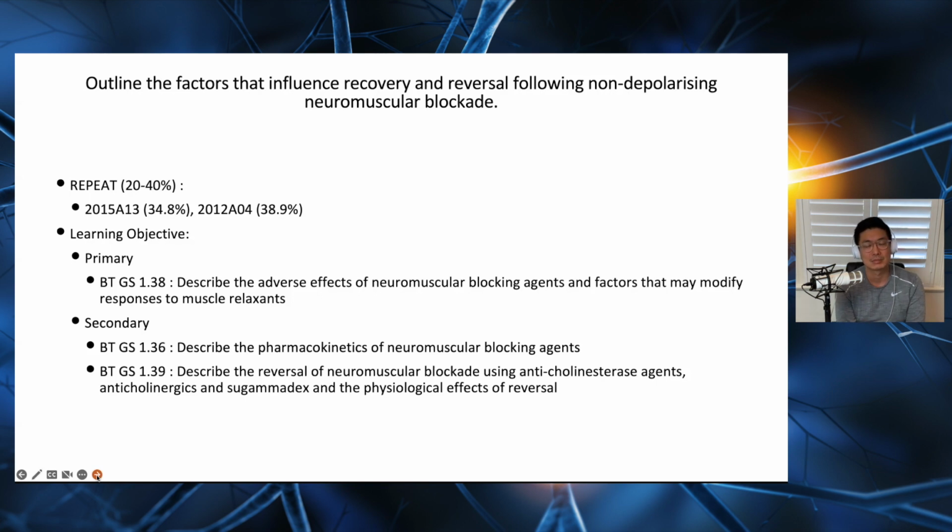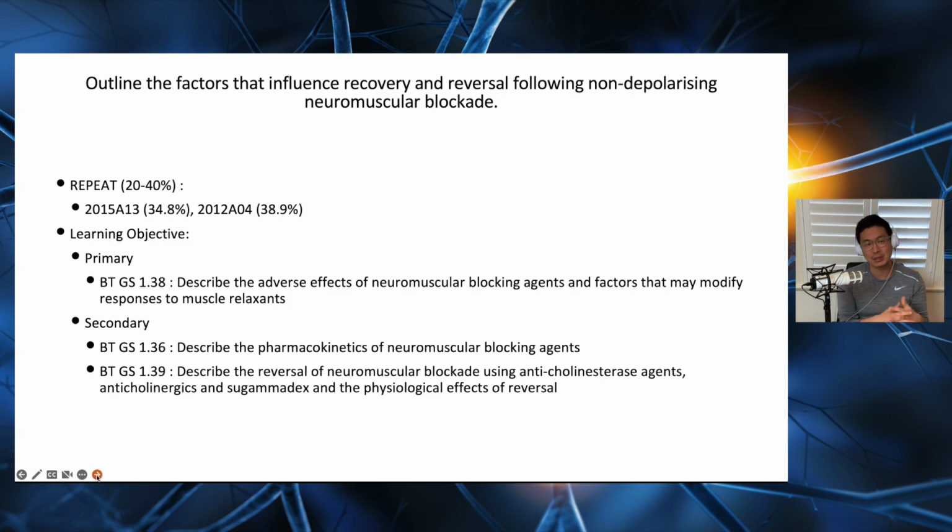And yeah, you can talk about the learning objectives then. So this is a word for word repeat, straight out from those two papers there. And you would have certainly got a model answer credit for that if you covered the last sort of 10 years. I guess one of the really hard things about this question is that it's such a specific question, factors that influence recovery and reversal.